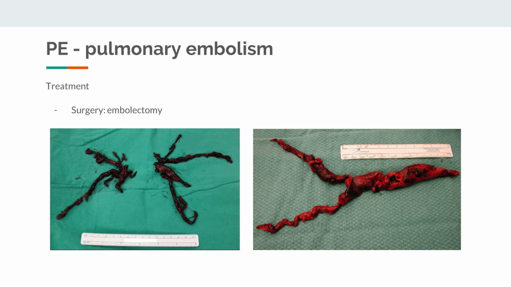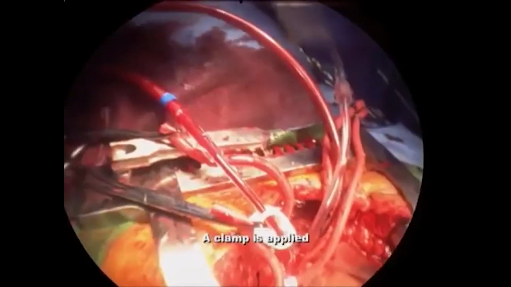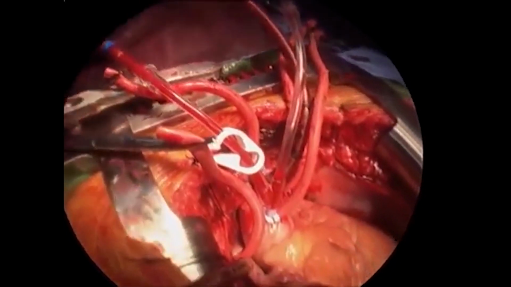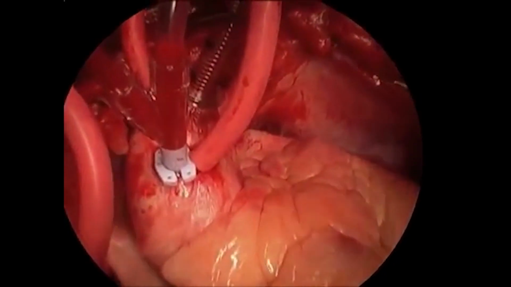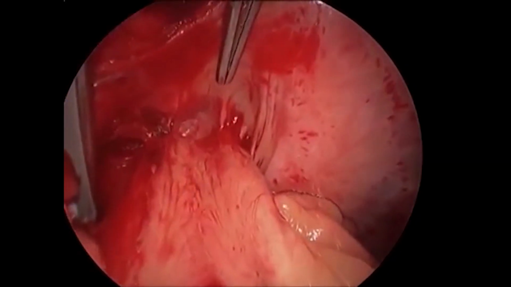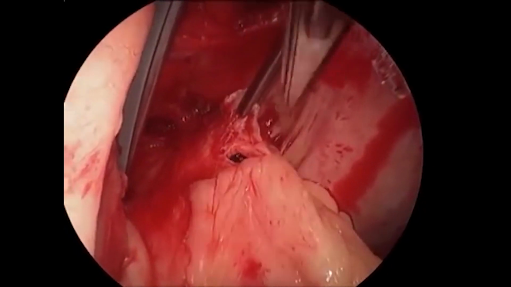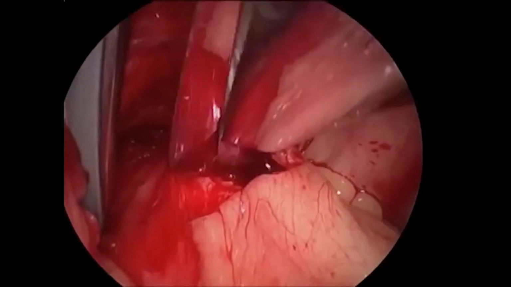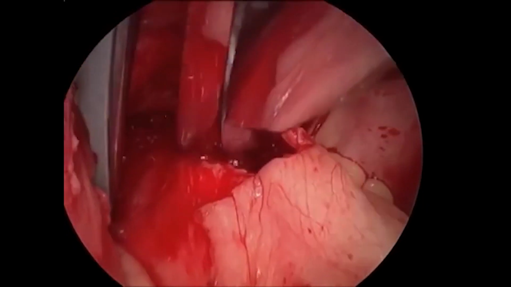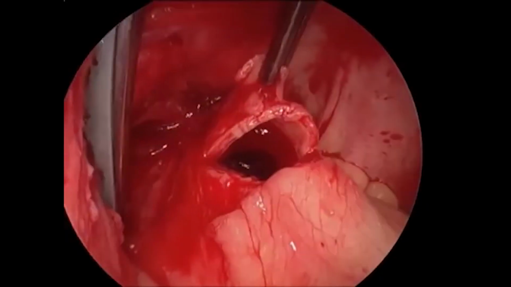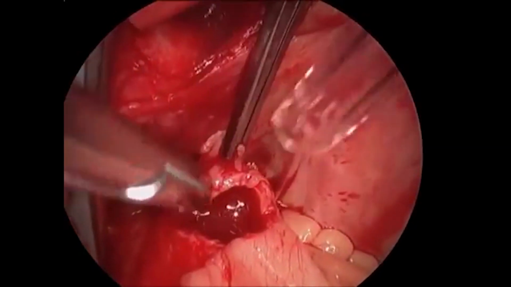Let's watch one being done in real life. We are on full cardiopulmonary bypass support. The next step is to apply the aortic cross clamp and achieve cardiac arrest. Here we're performing the pulmonary arteriotomy with a knife and then scissors, and you can already get a glimpse of the thrombus inside the main pulmonary artery.